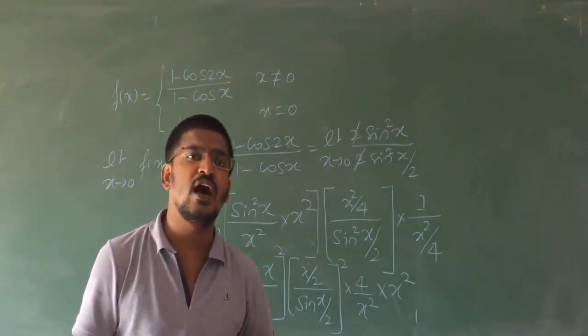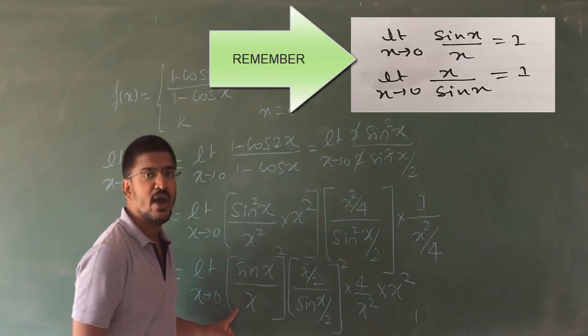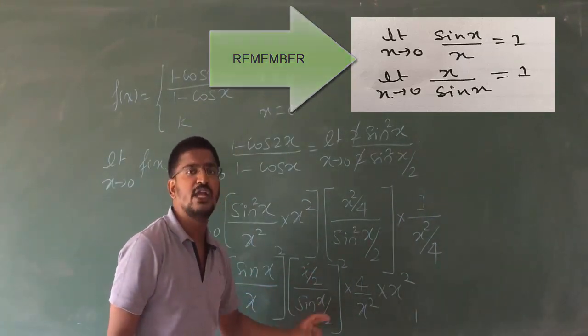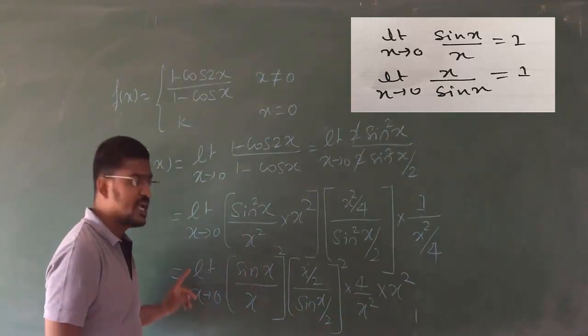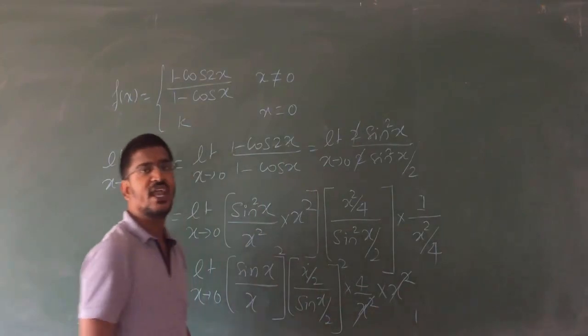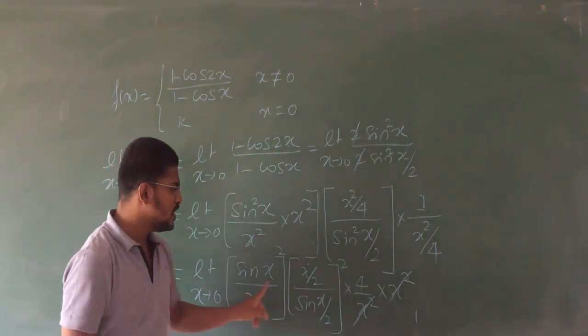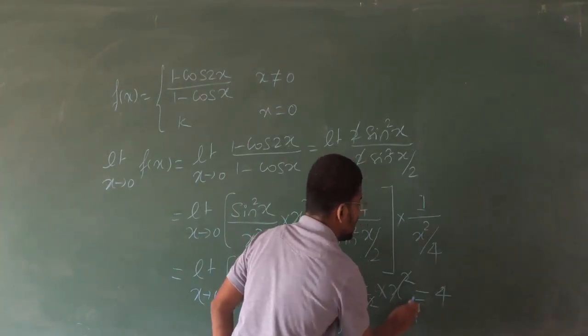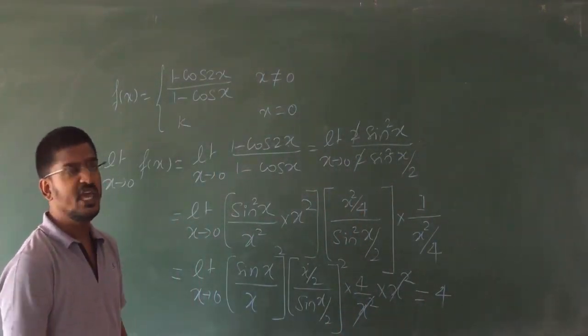So you know the formula, that is sin x by x is 1, x by 2 divided by sin x by 2 is also 1. Limit x tending to 0. Here I can cancel x square and x square. If this is 1, this term is 1 into 4. So your answer will be 4.